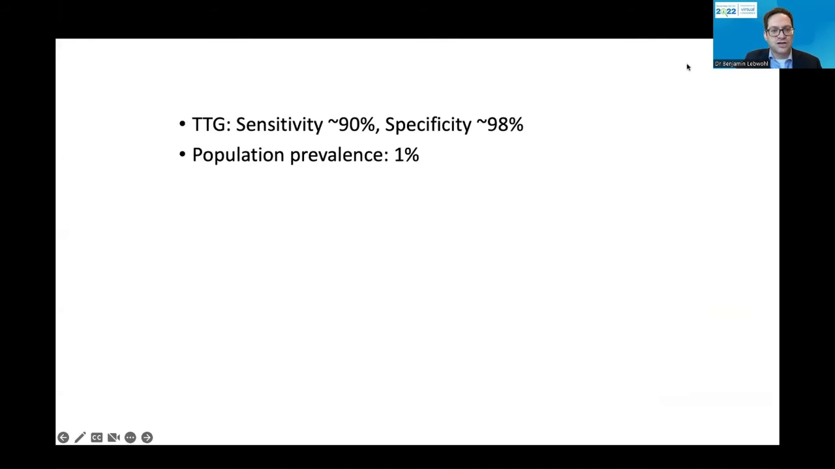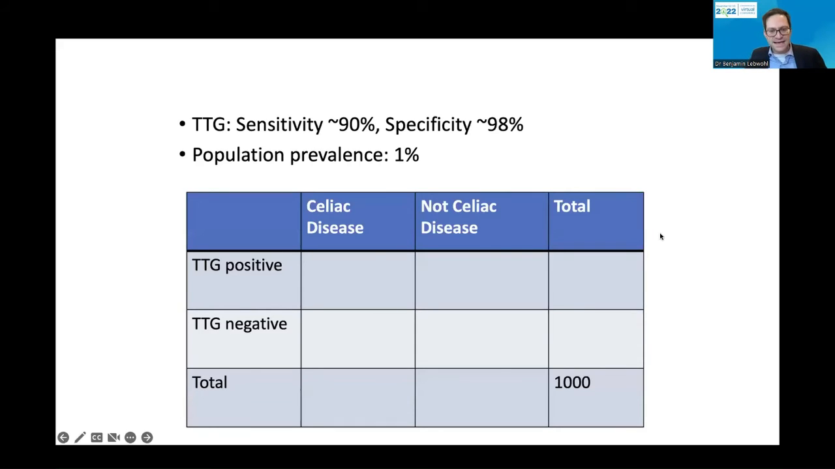So we can actually calculate the positive predictive value. Let's take a general population. Many studies suggest that the overall prevalence of celiac disease in the general population is about 1%. So take 1,000 individuals. 1% of them are going to have celiac disease. That's 10 people. Now, 10 will have celiac and 990 will not have celiac disease.